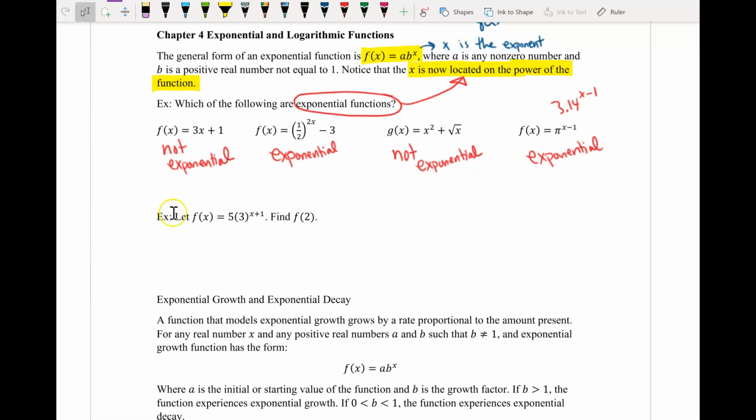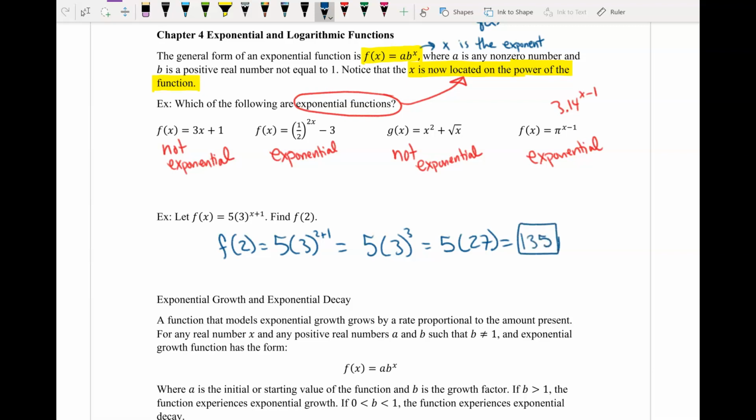So how can we evaluate this? Let's say f of x equals 5 times 3 to the power of x plus 1. Let's find f of 2. All we really got to do is just plug in the 2. So f of 2 is equal to 5 times 3 to the power of 2 plus 1. Remember, we have to use order of operations. So we first do the exponents. 3 to the power of 3 is 27. And then we're just going to do 27 times 5, which gives me 135. So when x is equal to 2, my answer is 135.